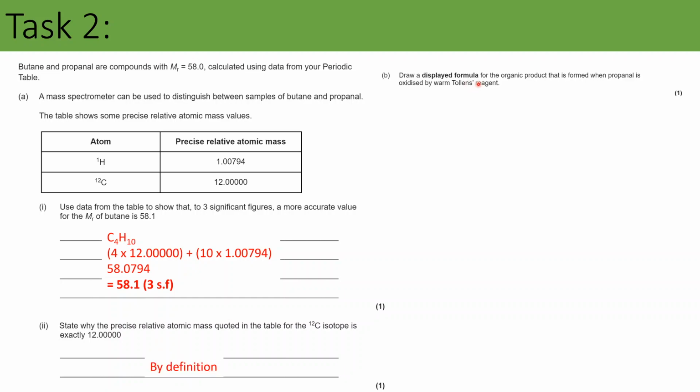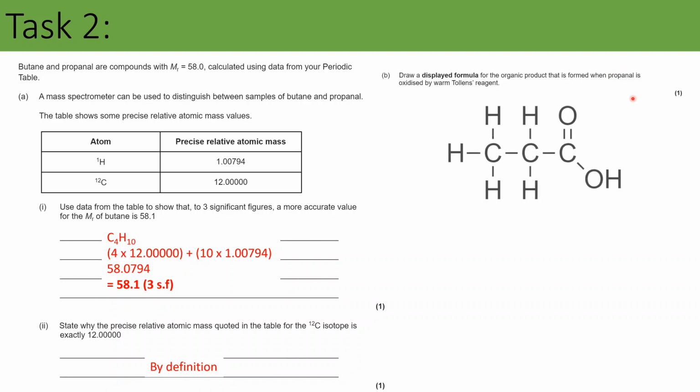And this is a little recap on my last video on testing for functional groups. Draw the displayed formula of the organic product that's formed when propanal, that's an aldehyde, is oxidised by warm Tollens reagent. Well, remember, Tollens reagent along with Fehling's are tests for aldehydes, and they oxidise them into carboxylic acids. So propanal is 1 oxidation state lower than propanoic acid, so we can oxidise that up to propanoic acid.